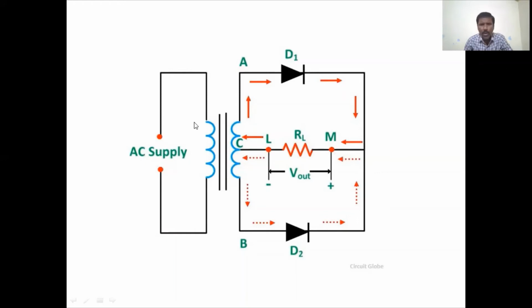So how does it work? The current conducts like this. When the diode is forward biased, the current flows like this. The output is collected at the load resistor RL, that is Vout. Here the output of the full wave rectifier is collected like this.